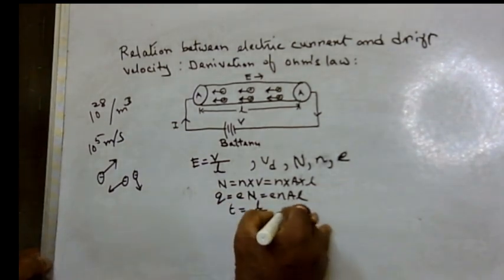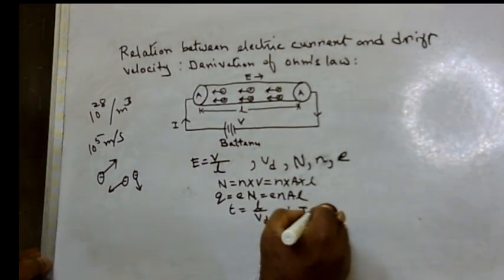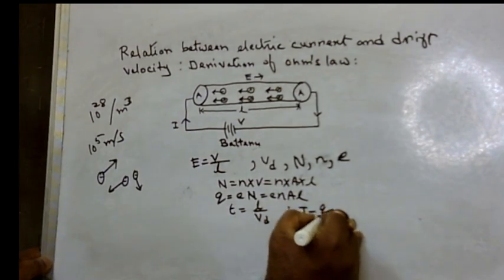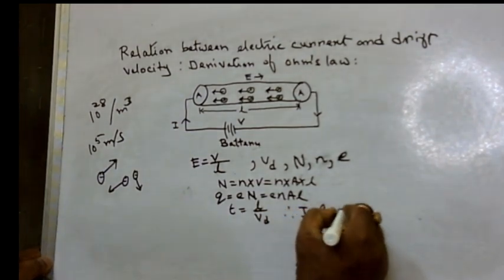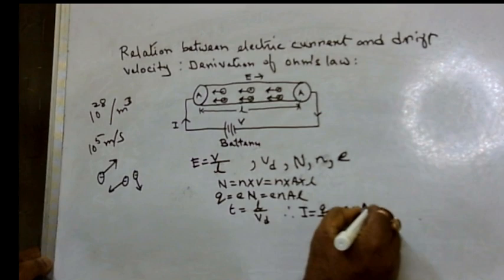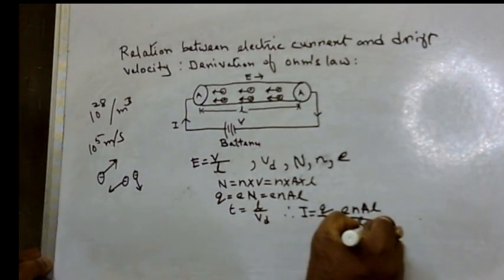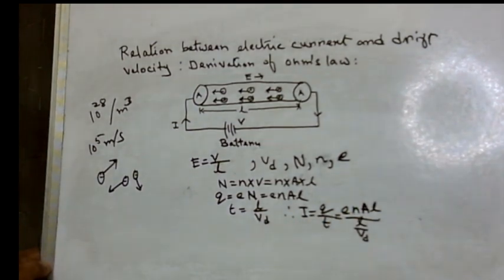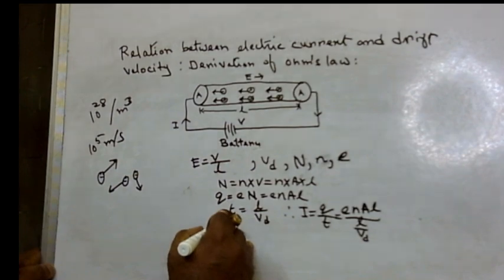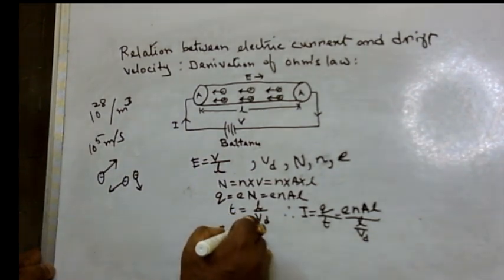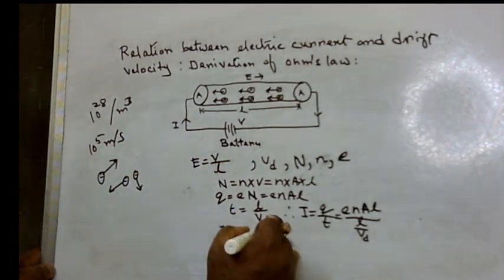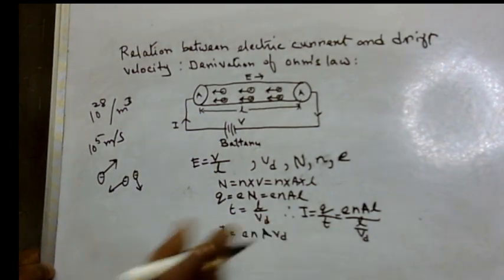Therefore, current I is equal to Q by t, which is equal to e N A L divided by L by Vd. So electric current is equal to e N A Vd.